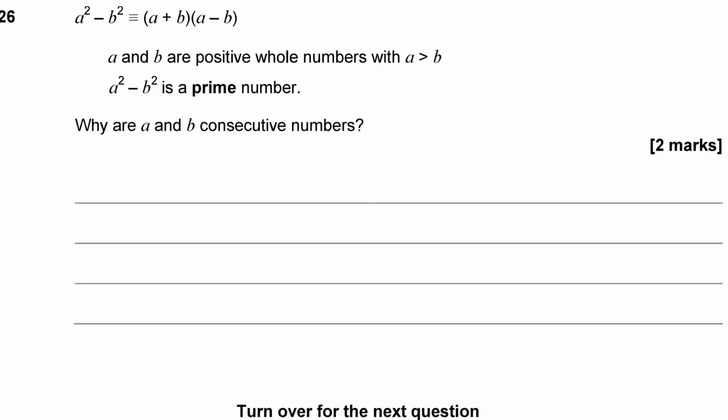Question 26. I've been given the identity a squared minus b squared is identical to (a plus b)(a minus b). You might recognize that. That's the difference of two squares identity. You should definitely know that one. And then I'm told that a and b are positive whole numbers where a is greater than b. And I'm also told that a squared minus b squared is a prime number. And the question is, why are a and b consecutive numbers?